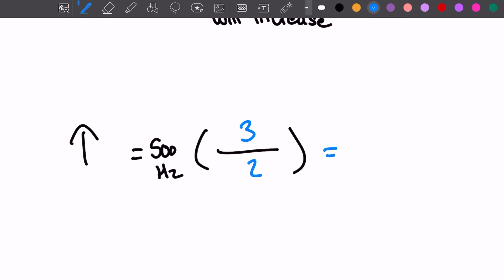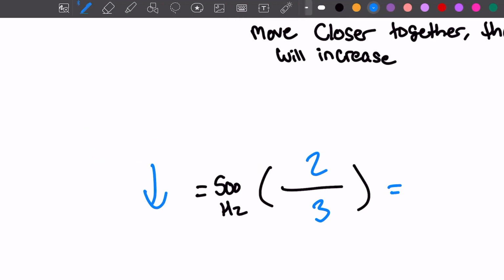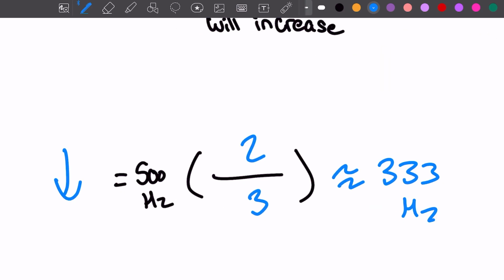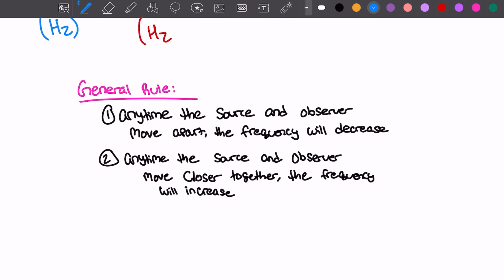Let's see what happens when our numerator is smaller than the denominator. In this example, 2 over 3. This will make the observed frequency sound lower, roughly 333 Hz. So when our numerator is greater than our denominator, we will have a higher observed frequency. And when our numerator is smaller than our denominator, we'll have a lower observed frequency.